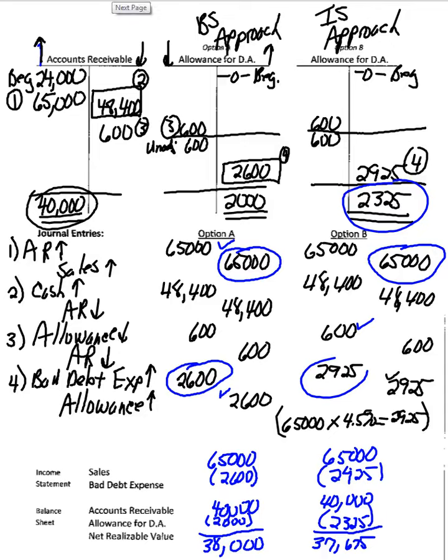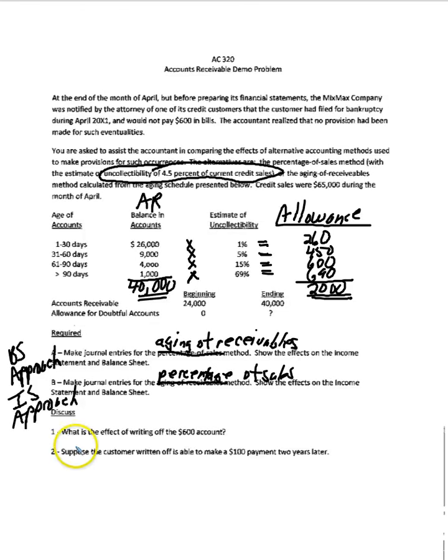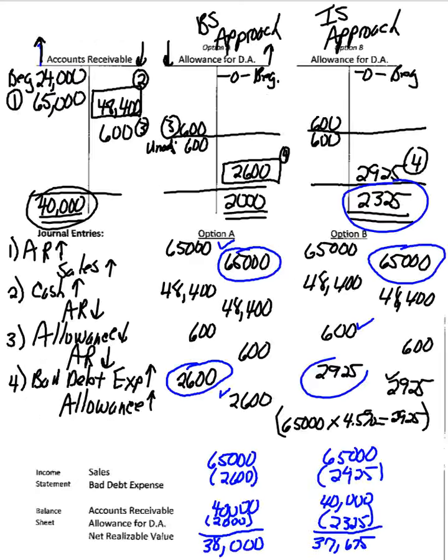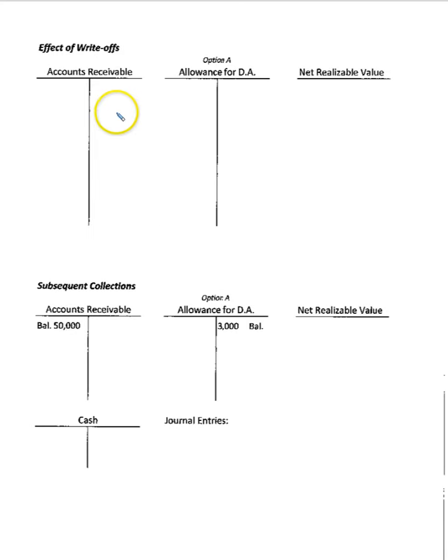Okay. So that finishes this. Number 1, what's the effect of writing off the $600? Let's go look at that. So let's talk about that a little bit. Before the write-off, let's see, what did we have? We had a beginning balance of $24,000. We had sales of $65,000, and there were collections of cash of $48,400. So let's look at the balance before the write-off was $20,600, and then over here we had a balance of 0.